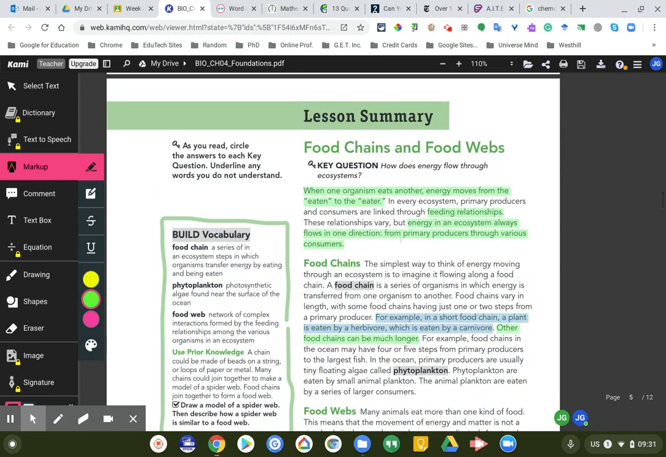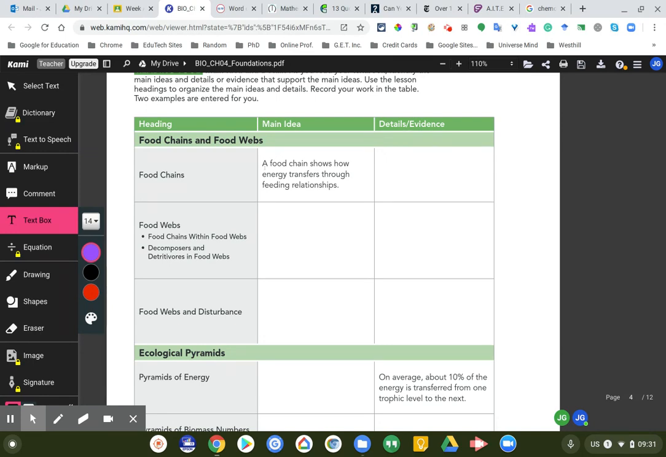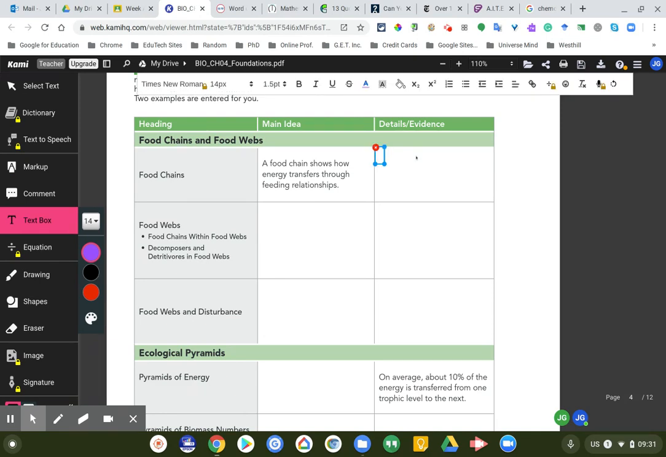So I'm actually going to go back up here and fill this in, because one of our first places to fill in is right here, this food chain thing. Okay, so food chain. It says a food chain shows how energy transfers through feeding relationships. Okay, and it's a series of organisms in which energy is transferred from one organism to another. Okay, that's one answer.